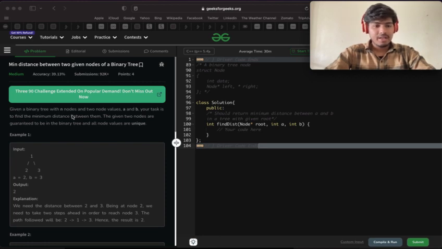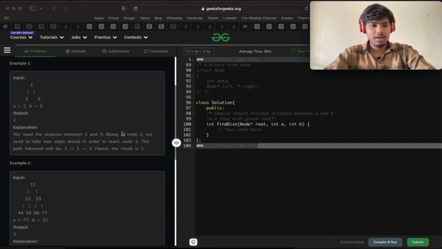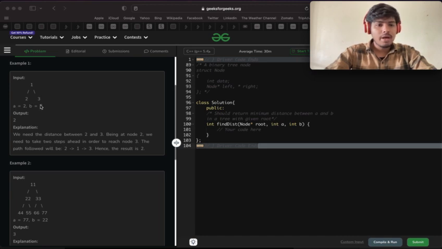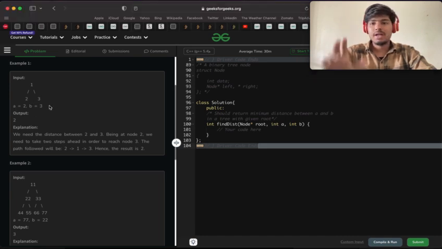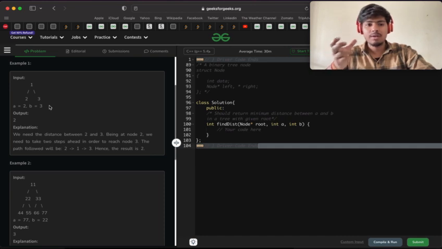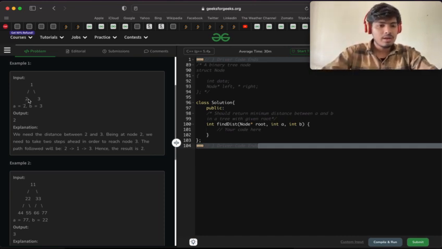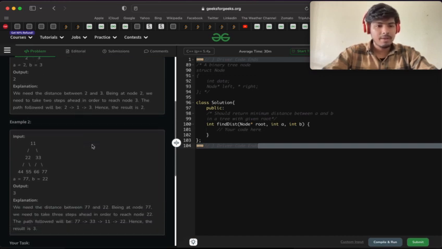Given a binary tree with n nodes and two node values a and b, your task is to find the minimum distance between them. The given two nodes are guaranteed to be in the binary tree and all node values are unique. Okay. So let's take an example first. a equals 2 and b equals 3. So we have to find the minimum distance between 2 and 3. Here the minimum distance between 2 and 3 is 2, because of 1 and 2. So 2 will be the minimum distance.